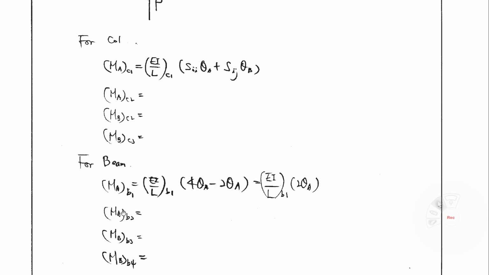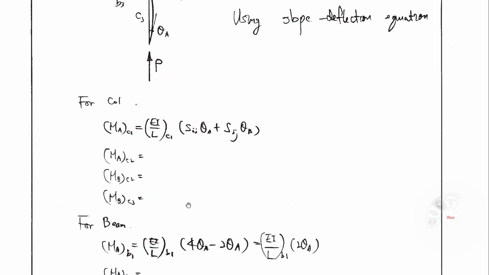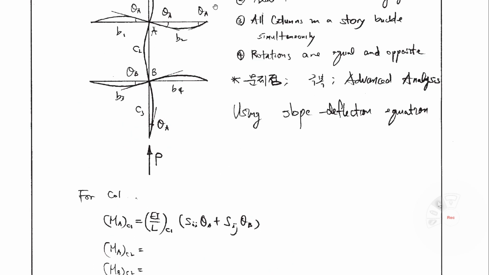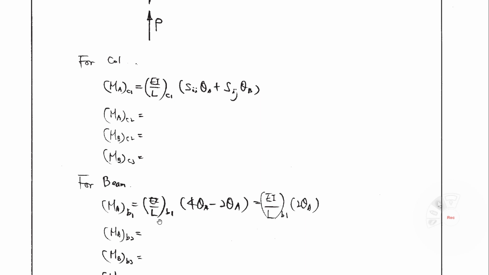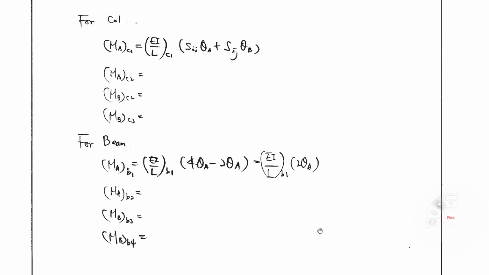Can you write MA B2? That is B1. B2 is also the same. EI over L B2, 4 theta A minus 2 theta A. Like that. So it results in EI over L B2 2 theta A. In the same way, you can write this too.